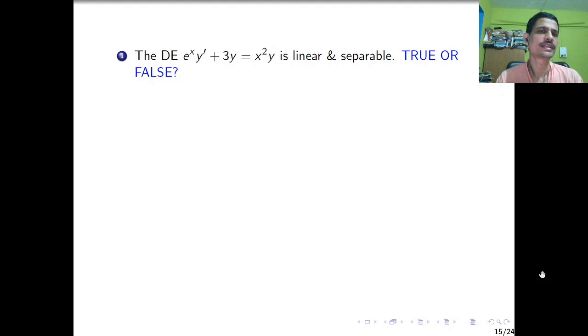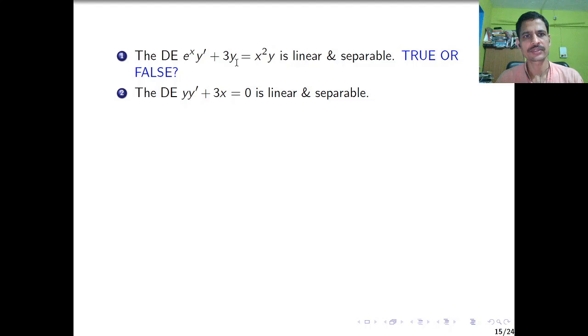You must have realized that the ordinary differential equation given here, e raised to x y dash plus 3y equal to x square y, is linear because for y dash and y, the highest power that appears here is 1. Also, y and y dash don't appear as a product. So this is a linear ODE. Also, you can suitably rearrange the terms and multiply with a suitable factor so as to separate the variables x and y. So this is a separable ODE.